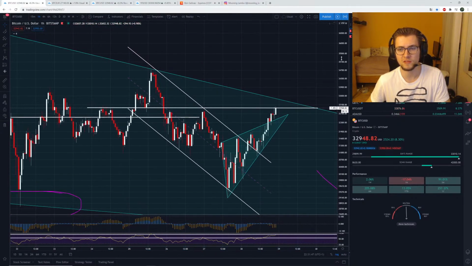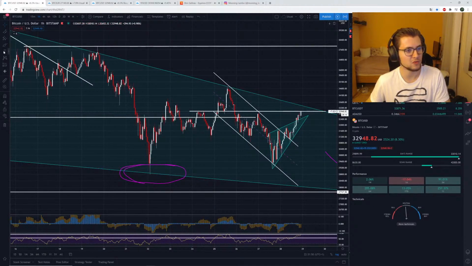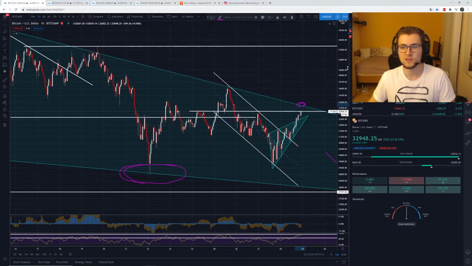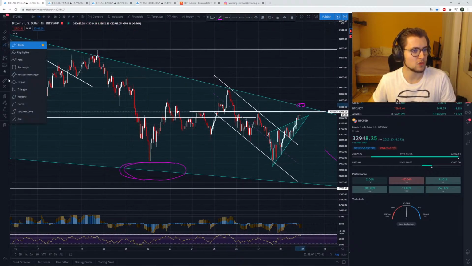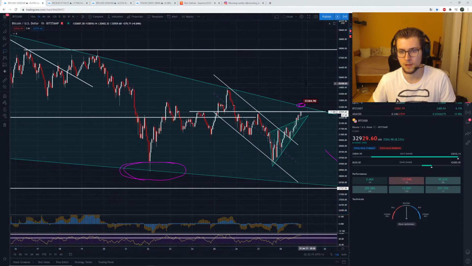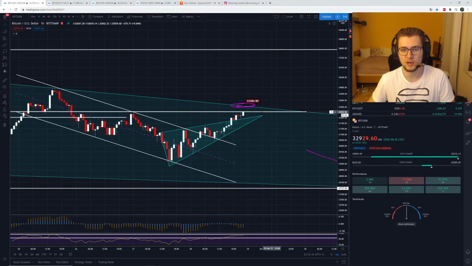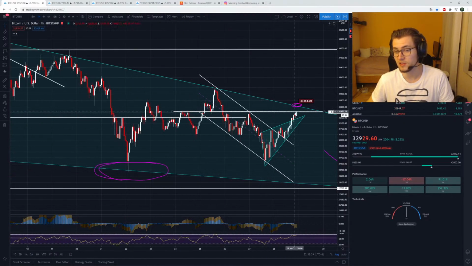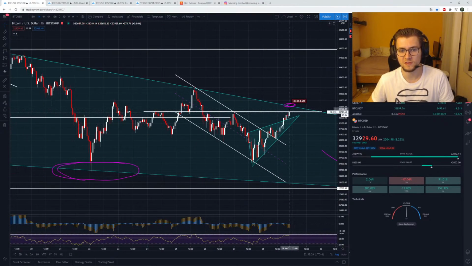We have some pretty critical resistance, and our next target is right at the downwards sloping trend line, which is sitting at 33,340-ish. So this is our next target, and I of course can mark it for you. There you have it. This is our current target. Of course, this price level decreases the longer we decide to consolidate below this current resistance line.